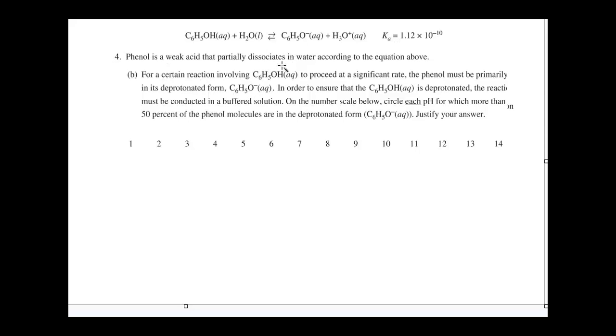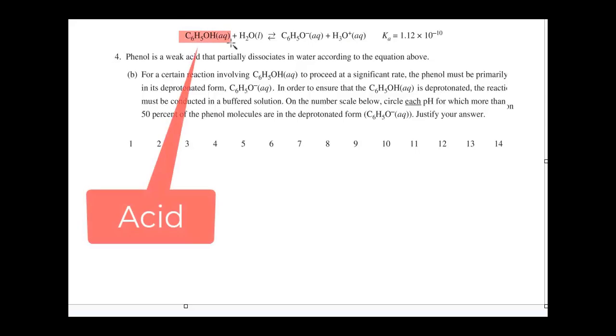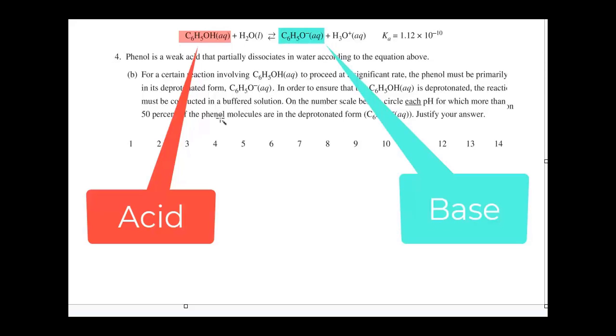It's a weak acid that partially dissociates in water, and they've got the equation. Now, this is one of the things that you should know. We've got our acid, and then we've got our conjugate base, which is paired with it. And it's going to be a pretty decent base, because the weaker the acid, the stronger its conjugate base. But on to the question.